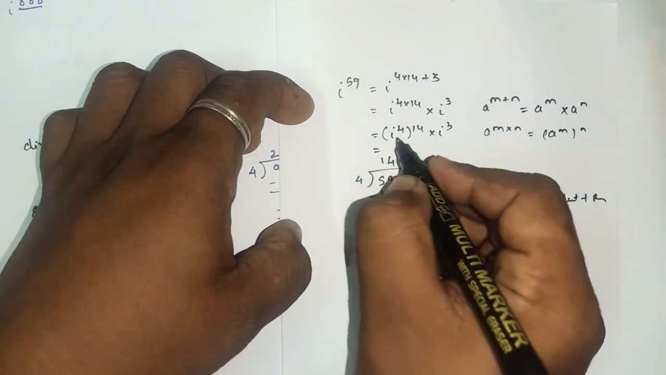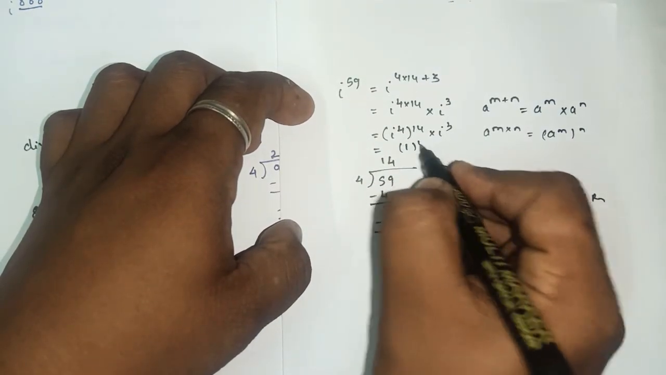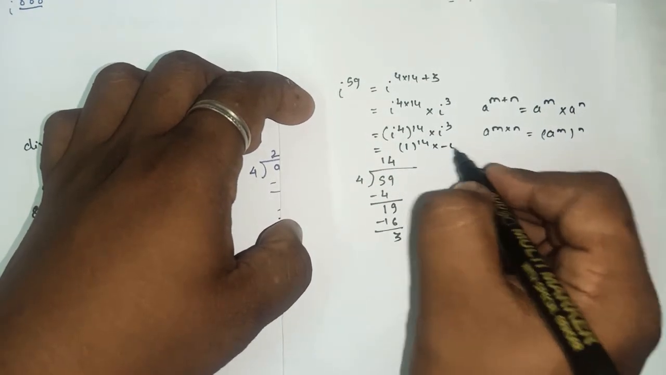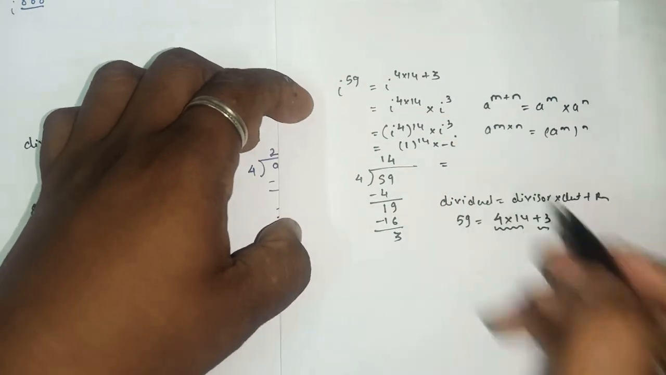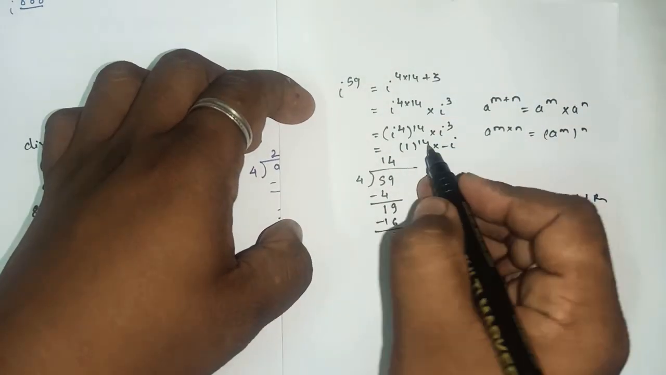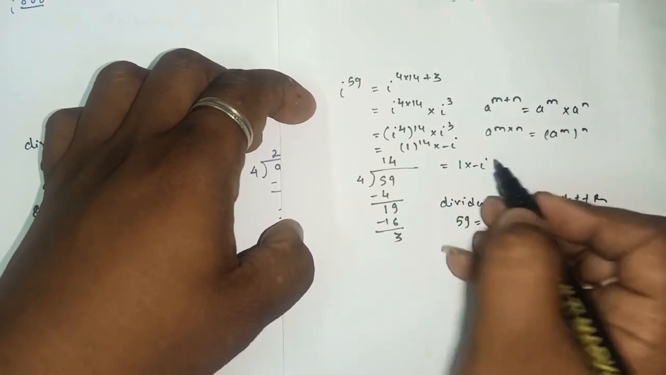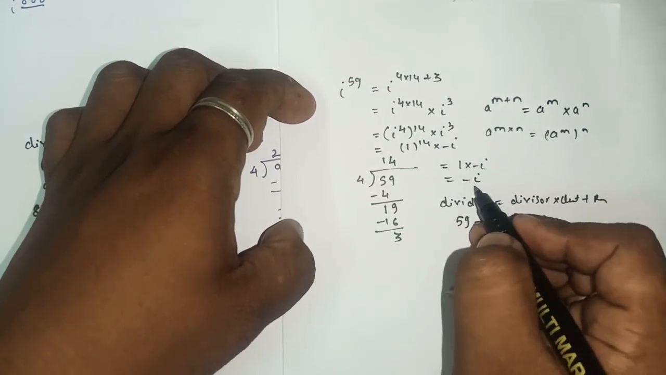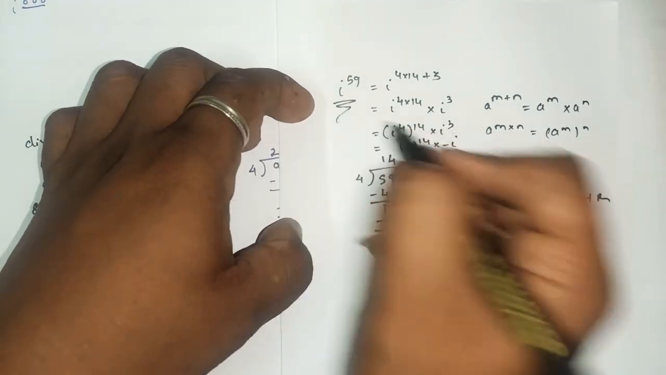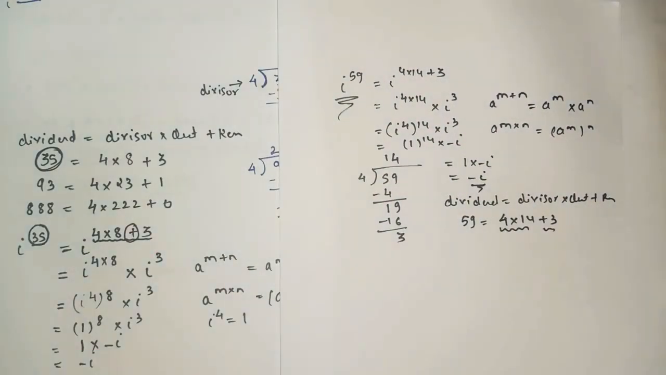Okay. So here I raised to 4 is 1, raised to 14, into I cube, which is minus I. So the final answer will be: 1 raised to 14, any number 1 raised to any power will be 1, into minus I. So 1 into minus I will be minus I. So for this I raised to 59, the answer is minus I.